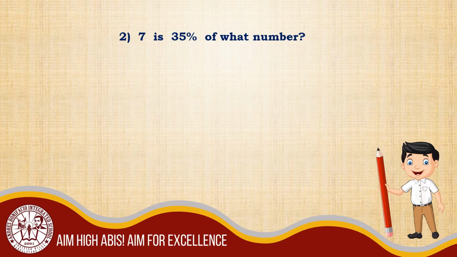Example number 2. 7 is 35% of what number? Again, identify the percentage, base, and rate in the given statement. Ang 7 ay bahagi ng kabuuang bilang at ang 35% ay ang rate. Madaling malaman ang rate dahil sa percent sign. At ang nawawala ay ang base, kung saan dito tayo kukuha ng 35%. At pag kinuha natin ang 35%, ang sagot nito ay 7.